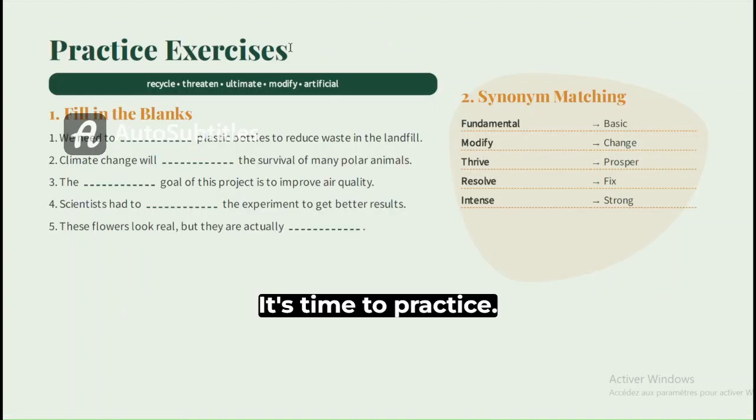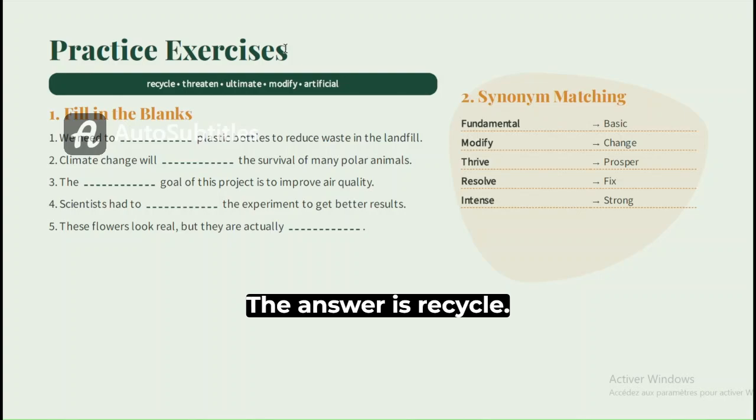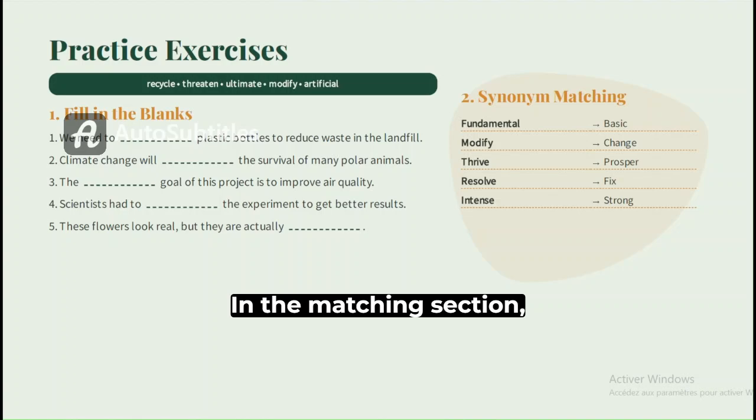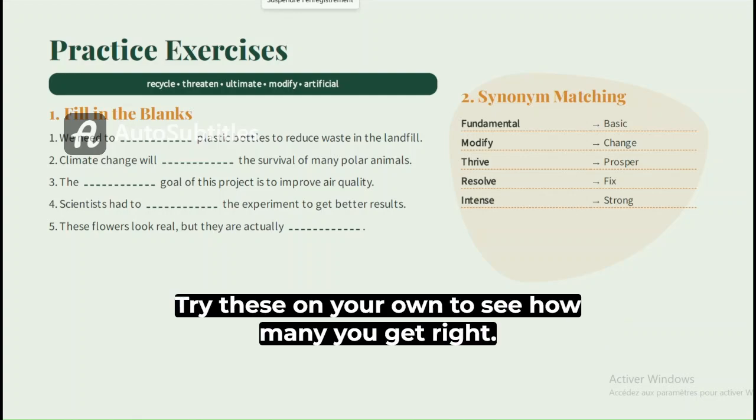It's time to practice. Let's try to fill in the blanks. For the first one, we need to recycle plastic bottles, the answer is recycle. For the second, climate change will threaten polar animals. In the matching section, remember that fundamental is a synonym for basic, and thrive means to prosper. Try these on your own to see how many you get right.